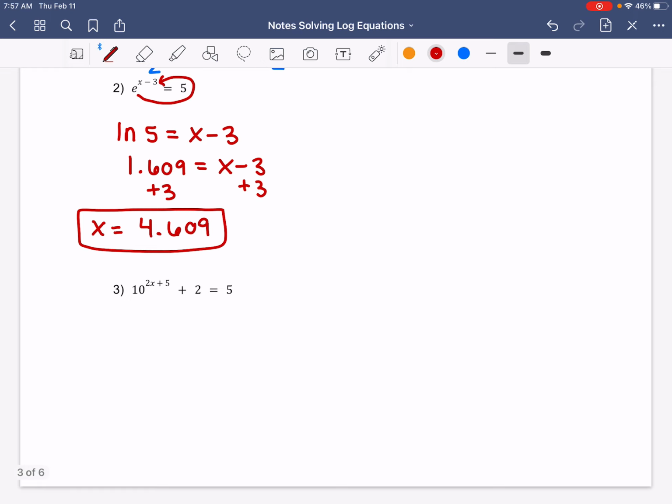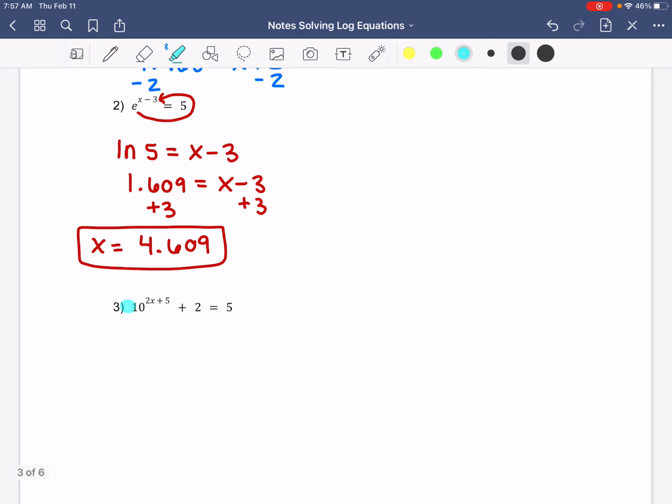All right, one more exponential problem. It says 10 to the power of 2x plus 5, plus 2 equals 5. So step 1, we need to isolate our exponential piece on the left-hand side. This step isn't done yet because this is my exponential piece, and there's something else on the left-hand side of the equal sign. So first I'm going to start by subtracting 2 on both sides. I get 10 to the power of 2x plus 5 equals 3.